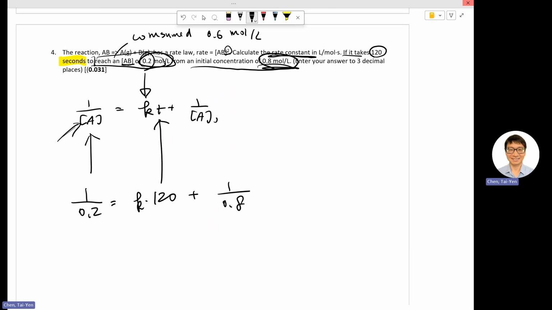Okay, so hopefully this gives you a good sense of how to solve questions like this. I will stop here for today's lecture.